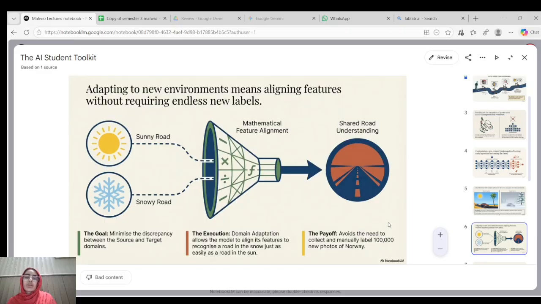Instead of collecting and labeling hundreds of thousands of new photos for every new environment, we use mathematical feature alignment. We teach the model to find the shared root understanding, the things that stay the same whether it's sunny or snowy. The goal is to minimize the difference between the training lab and the real world clinic so the model stays accurate everywhere.